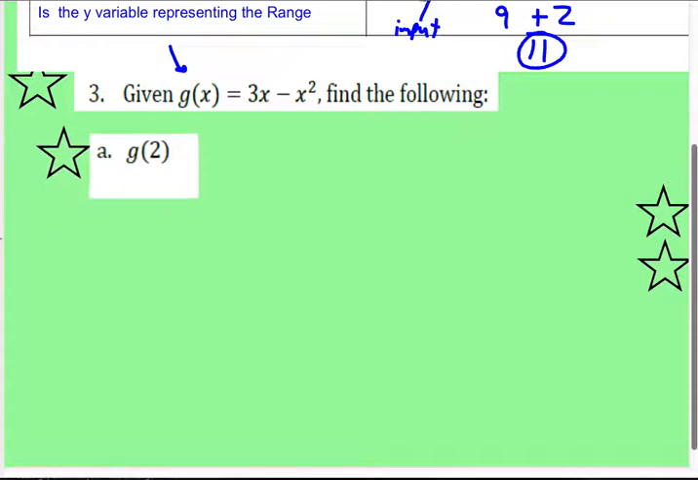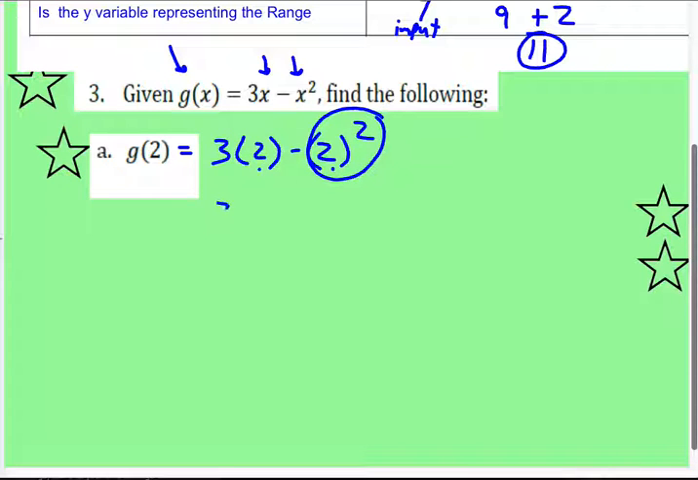First one, we're just plugging a number in again. If I want to find g of 2, that means I plug 2 in wherever I see an x and then evaluate it. So 3 times 2 minus 2 squared, and then it's just order of operations again. There are no variables left here, so parentheses, there's only one term in each parenthesis here. Exponent, so I'm going to do this exponent right here.